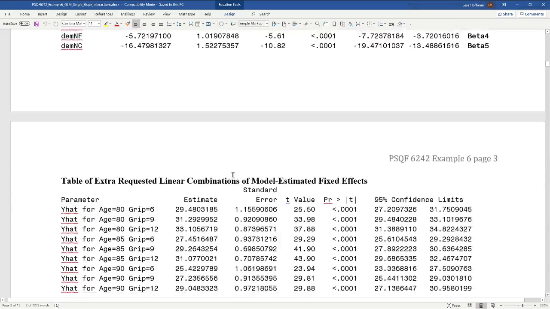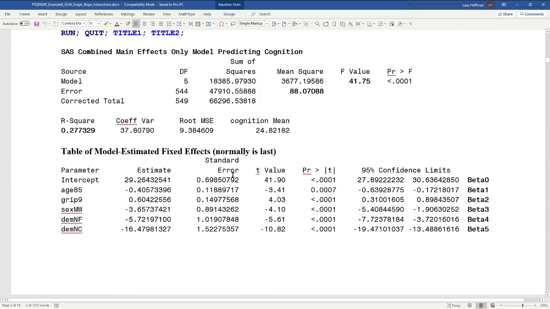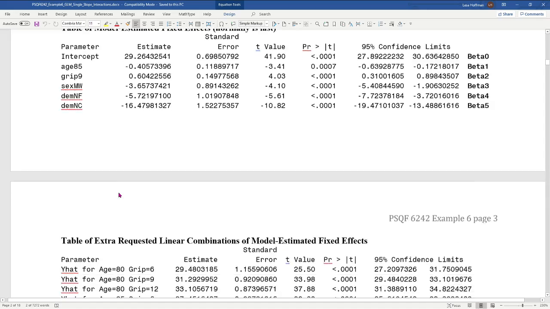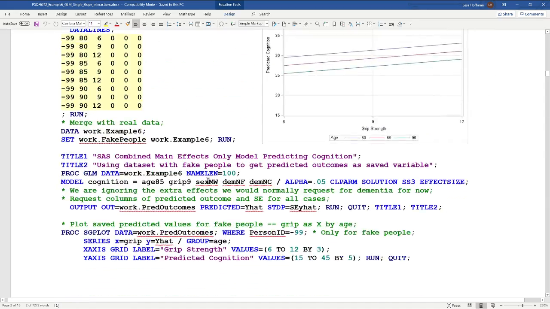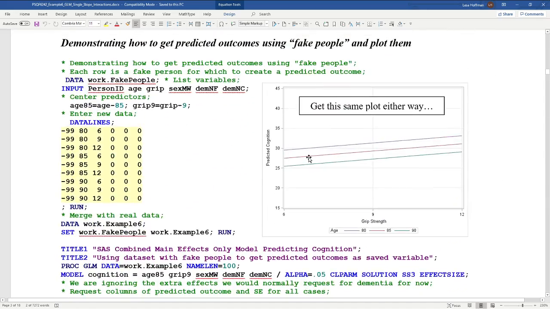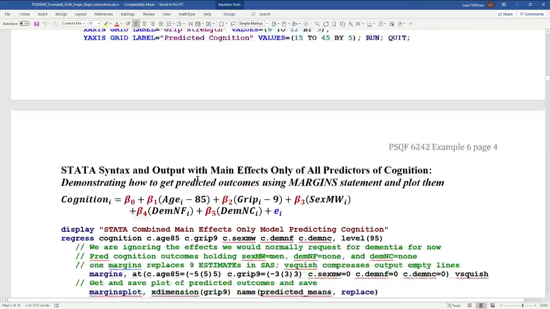So we looked at that, determined that each of these things was significant in terms of predicting cognition, made a picture in which I'm showing the effects of age and grip strength, and the parallel lines indicate that they do not depend on each other. So there is no interaction. The effect of age is regardless of grip strength and vice versa.